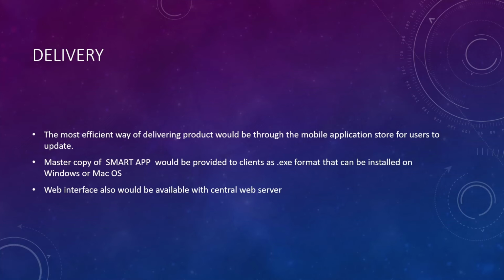Furthermore, we'll also have a web interface that would be available to our clients with a central web server. This will be where we interact with our clientele, and that'll be our main way of distributing our Smart App to our clients through a download link. We'll also be having a backup server and a database server in order to ensure that there's continuous uptime for our web server, as this is our main method of distributing our product, and as such we can't afford to lose any uptime with our clients.